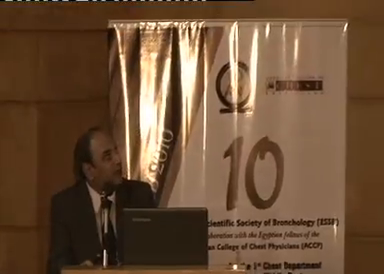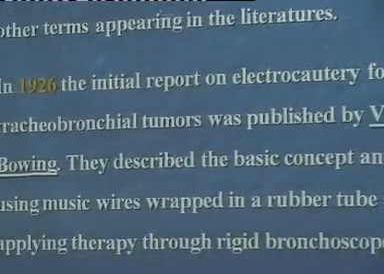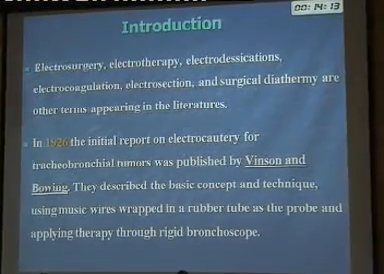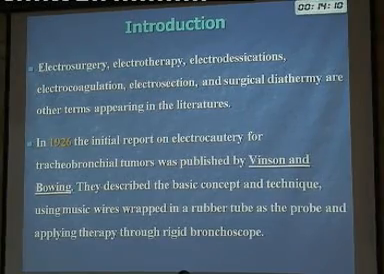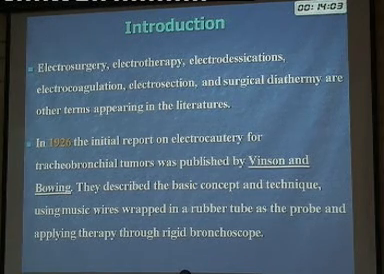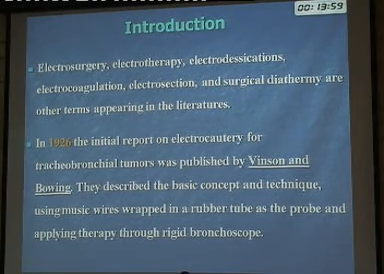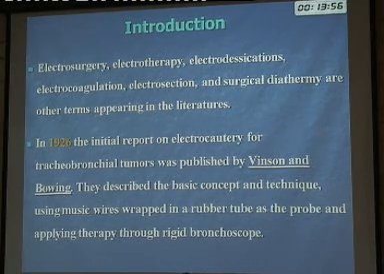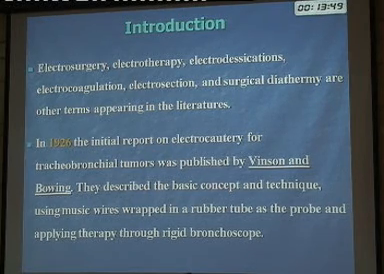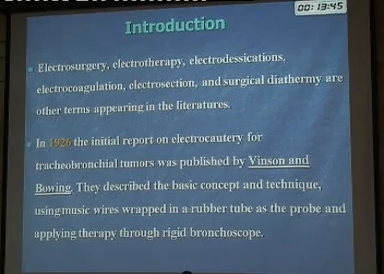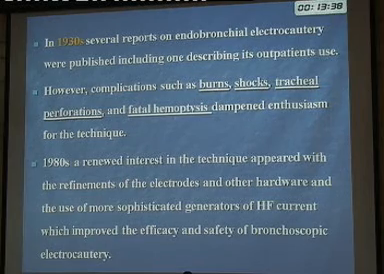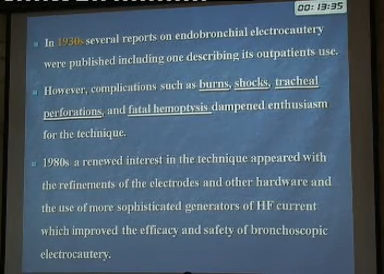Thank you, Mr. Chairman. We are going to talk about endobronchial electrocautery in general. Electrosurgery, electrotherapy, electrodesiccation, electrocoagulation, electrosection, and surgical diathermy are other terms appearing in the literature in addition to electrocautery itself. It started in 1926. The initial report on electrocautery for tracheobronchial tumors was published by Vinson and Boeing. They described the basic concept and technique using musical wire wrapped in a rubber tube as the probe and applying therapy through rigid bronchoscopy. In the 1930s, several reports on endobronchial electrocautery were published, including one describing its outpatient use.